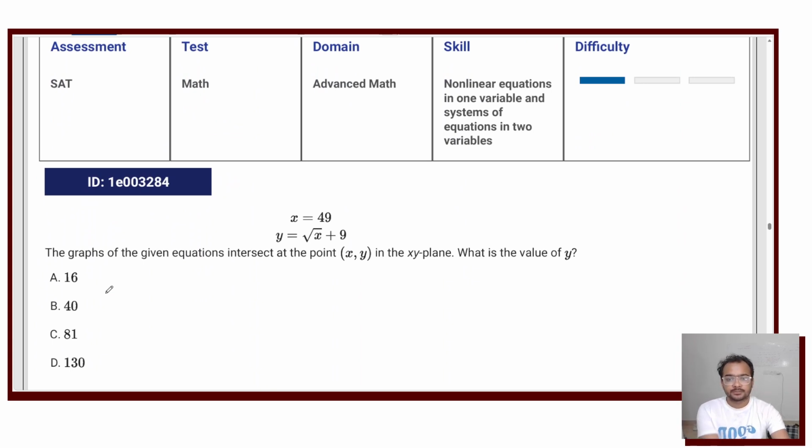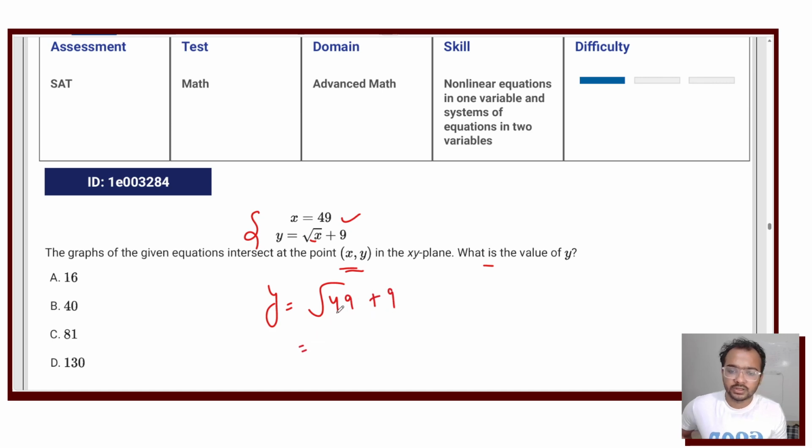Okay, let's try this. So x equal 49 and y equal root of x plus 9, two equations are given. The graphs of the equations intersect at x comma y. What is the value of y? Okay, so we are given x equal 49, so we can plug it in here. So y equal root of 49 plus 9. Root of 49, 49 is a perfect square. It's going to be 7. 7 plus 9 will be 16. So that was another simple problem.